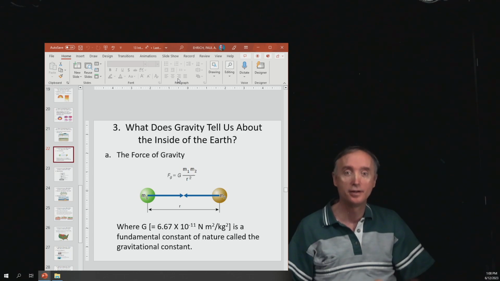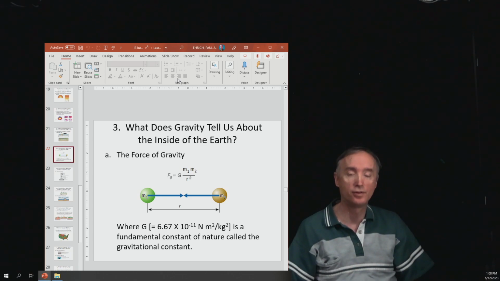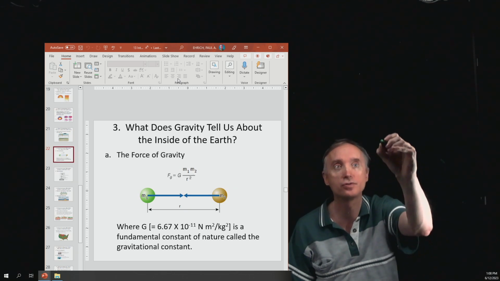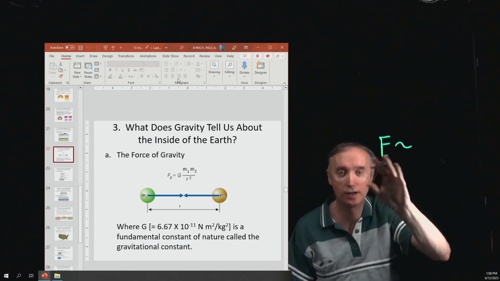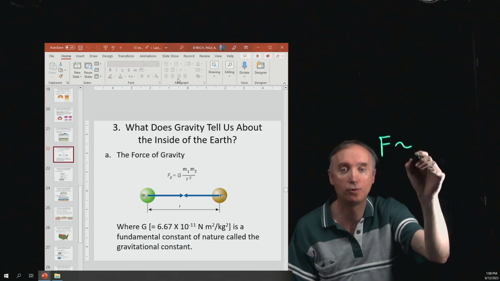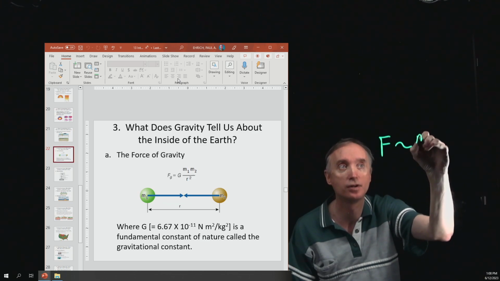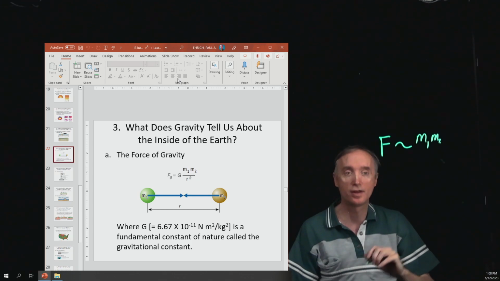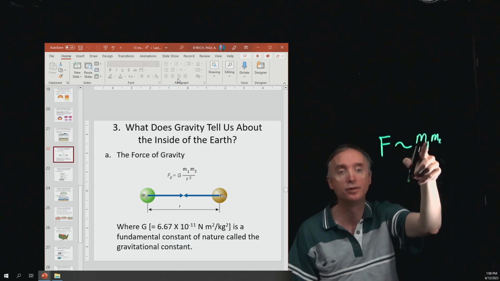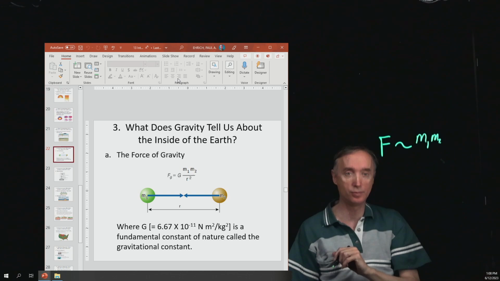Okay? Now, notice that the formula depends on two things. One, it depends on mass. The force of gravity is proportional, don't worry about that G thing, to the masses. So you've got mass 1 and mass 2. That means the more mass you have, the greater the force of gravity is going to be.